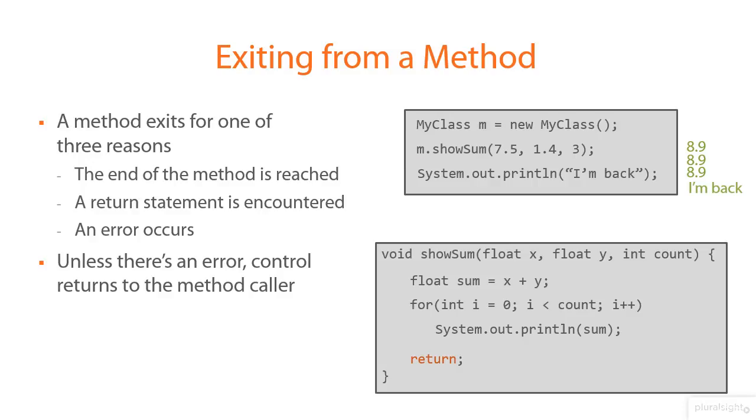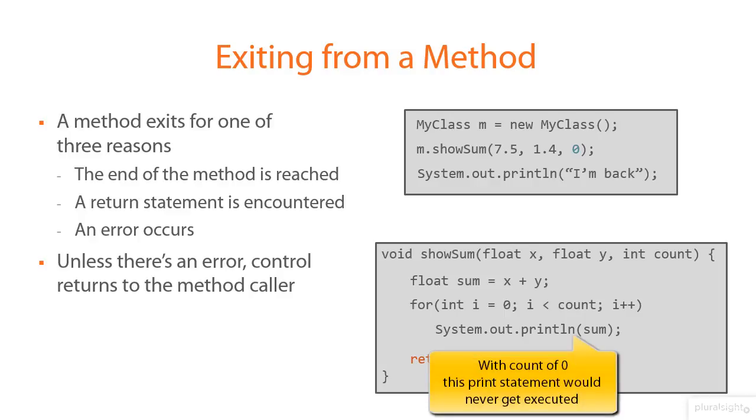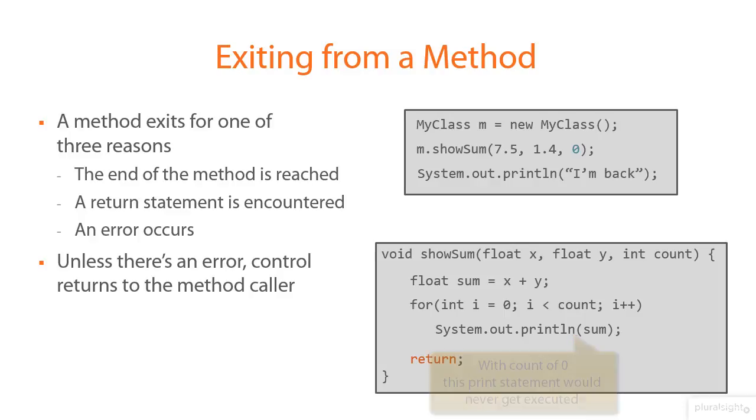Imagine if we had a slightly different call here, where when we call showSum, instead of passing 3 as the last parameter, we passed a 0. Well, what would happen in that case? We'd call into showSum, we would do the work to add the numbers together, and then our print statement wouldn't do anything. So basically our showSum method would actually have no real results.